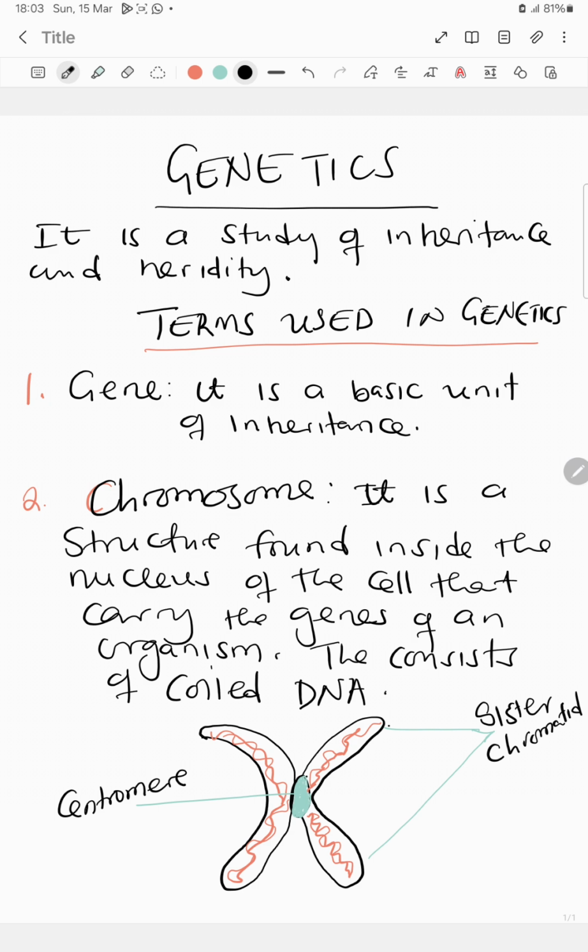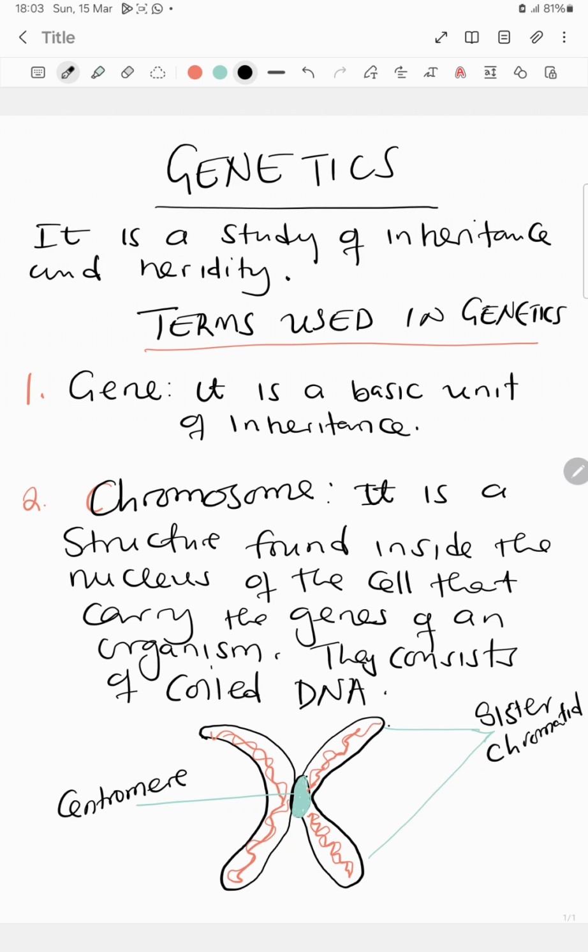Okay, so now this is a chromosome that we're talking about. It is a structure found inside the nucleus of the cell that carries the genes of an organism. They consist of coiled DNA. This chromosome is made up of what we call sister chromatids.